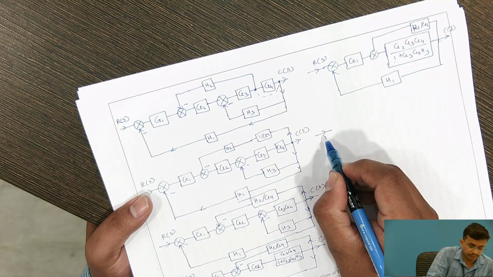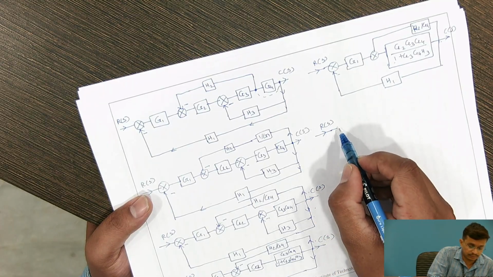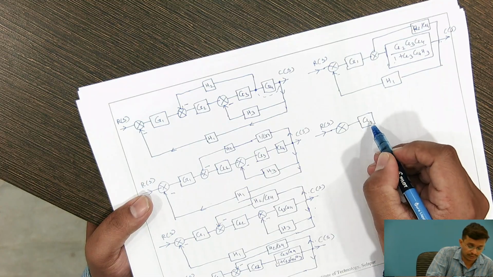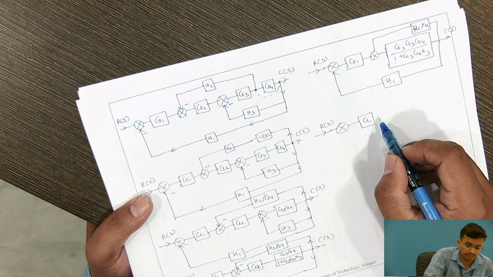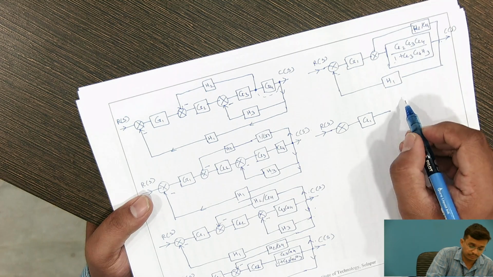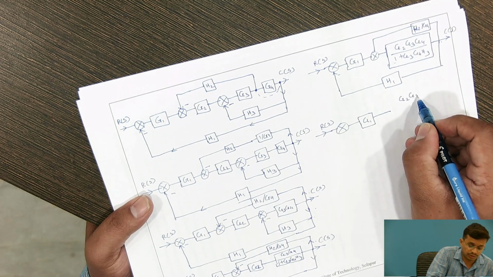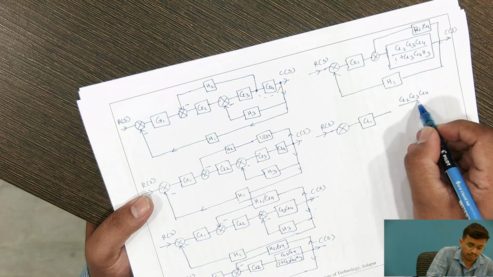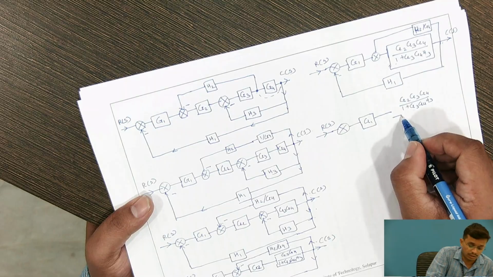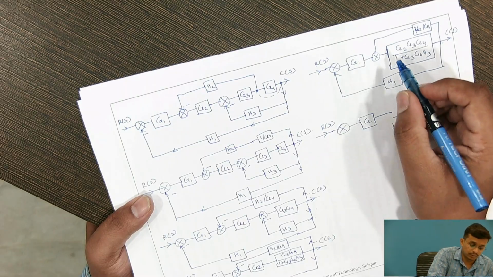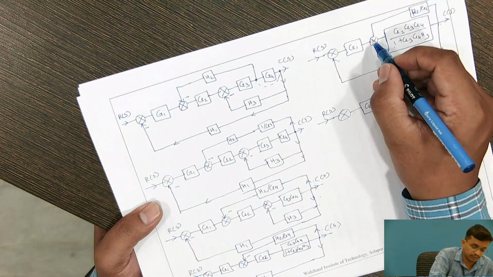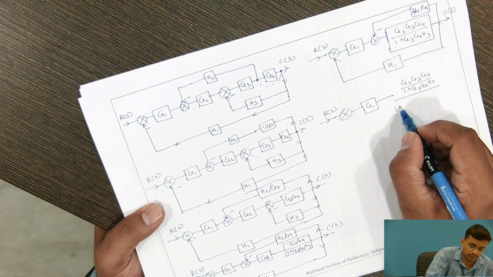R(S), the summing point will remain the same, the G1 block which is present in the forward path will be the same, and this will be the new block. So it will be G2 G3 G4 upon 1 plus G3 G4 H3 divided by 1. What is the sign here? It is negative, so we will take it as a positive here.